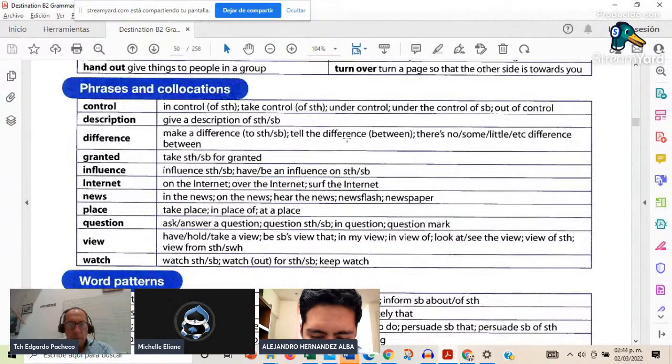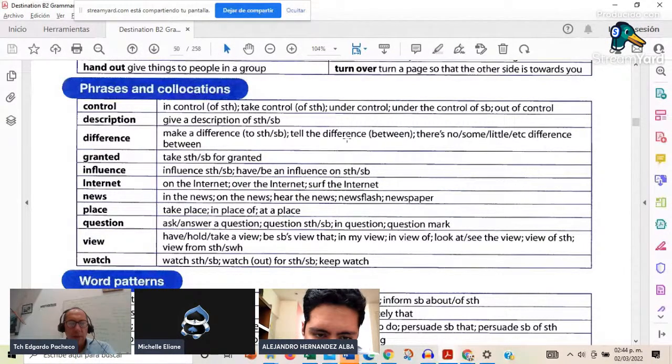Okay. Place, please. Take place, in place of, at a place. So where is your exam going to take place? Where is your math exam going to take place? Or where does your math exam take place normally? Okay, well, we're going to do more examples like this.